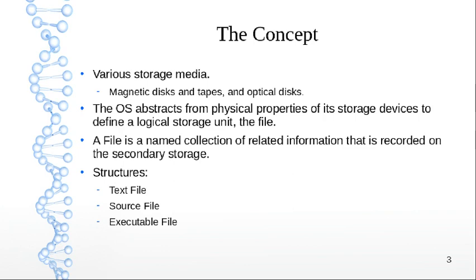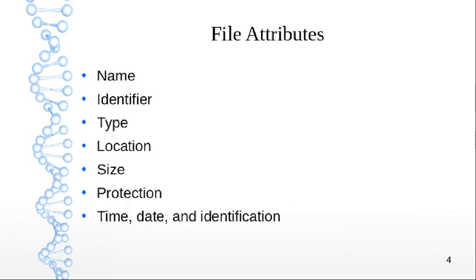Now, there are three different structures of the files in the file system. We have the text file, the second is the source file, and we have the executable file. Later we'll be discussing these types of structures. But before that, here are the file attributes of the file system.